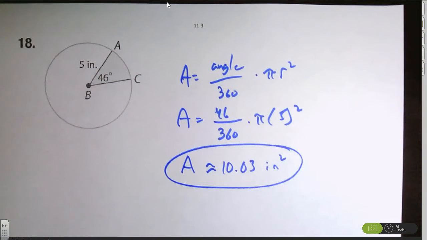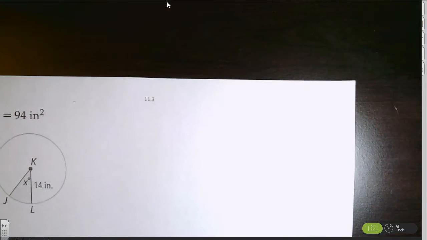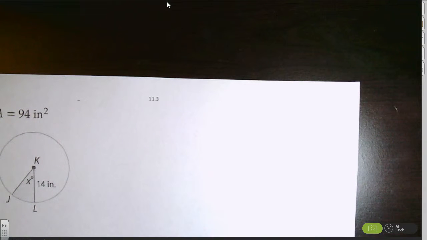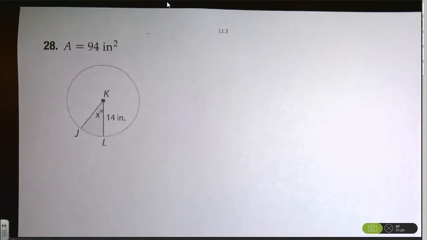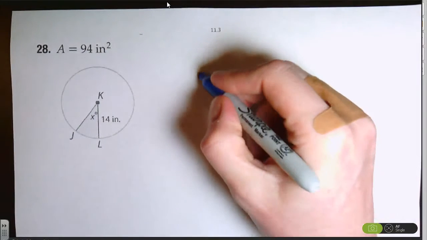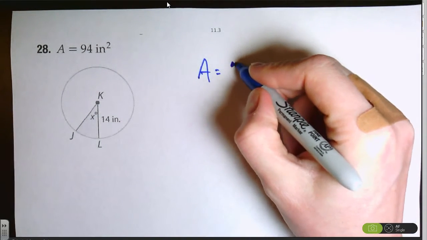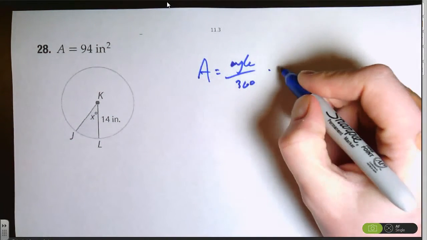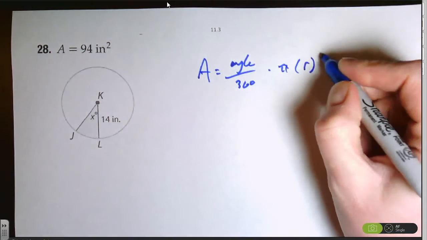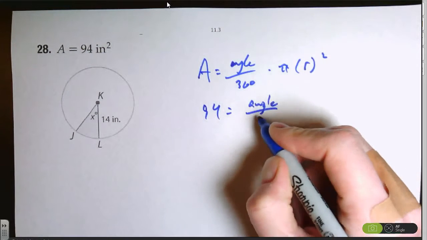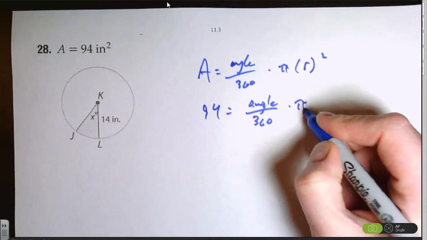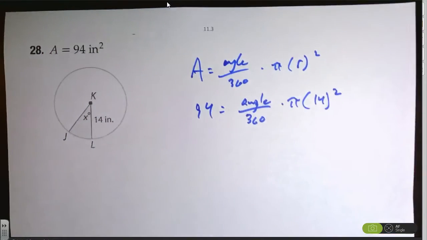There we go. And then last example from class. Oh, I'm sorry. Yeah, 2 more examples. Look at my notes here. Yeah, 2 more examples. So area equals 94 square inches of the shaded region. What's the angle? Well, area equals angle over 360 times pi times r squared. So 94 equals angle over 360 times pi times 14 squared.